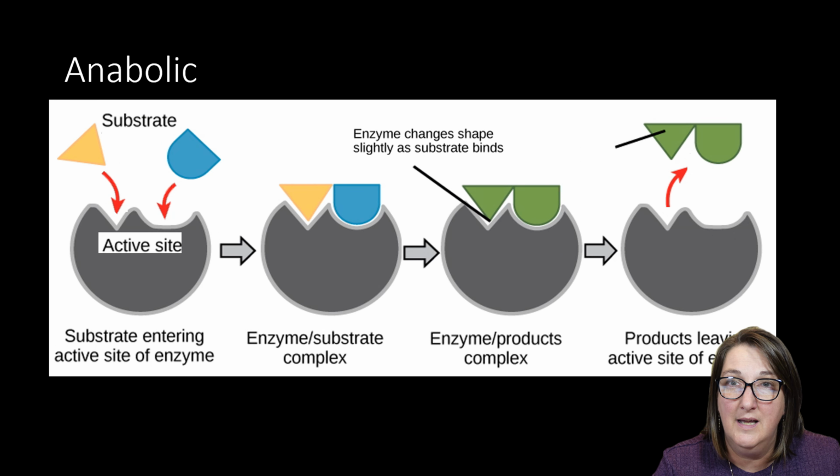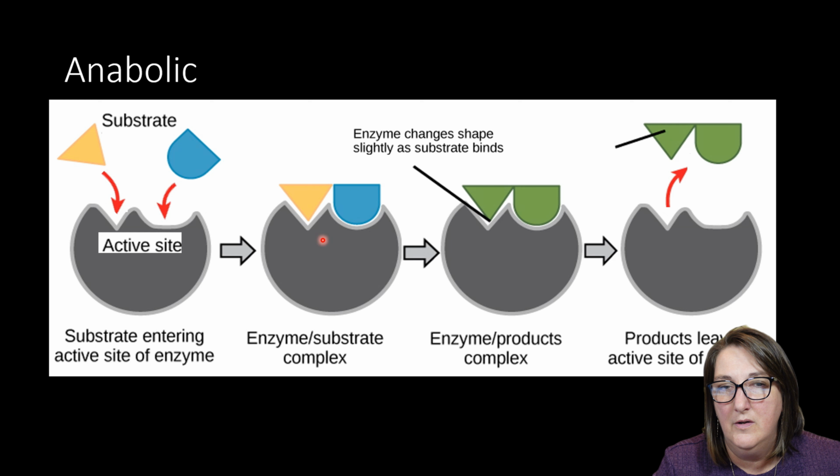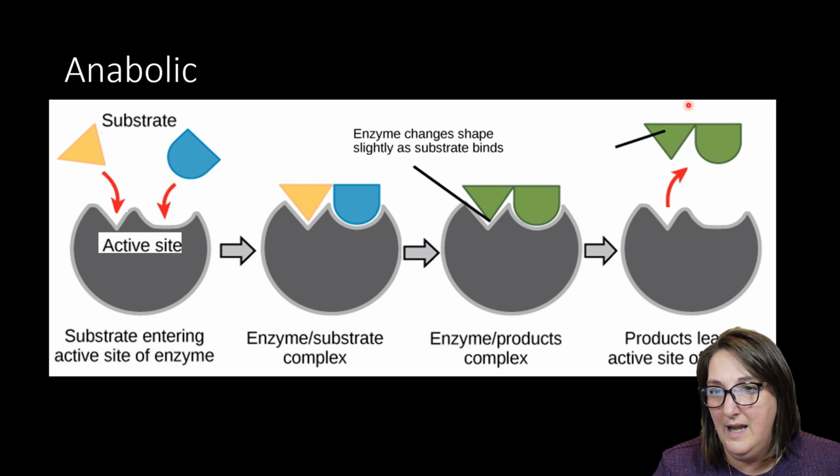Anabolic is going to put stuff back together. So here you can see I have two different substrates. They're still substrates, and they're going to come in and fit into this active site. The enzyme is going to twist these pieces together so that I can have dehydration synthesis. Water is going to come out of those bonds and cause it to come together. Then the enzyme is going to relax, and now my new product can be released, and it's going to leave the enzyme.